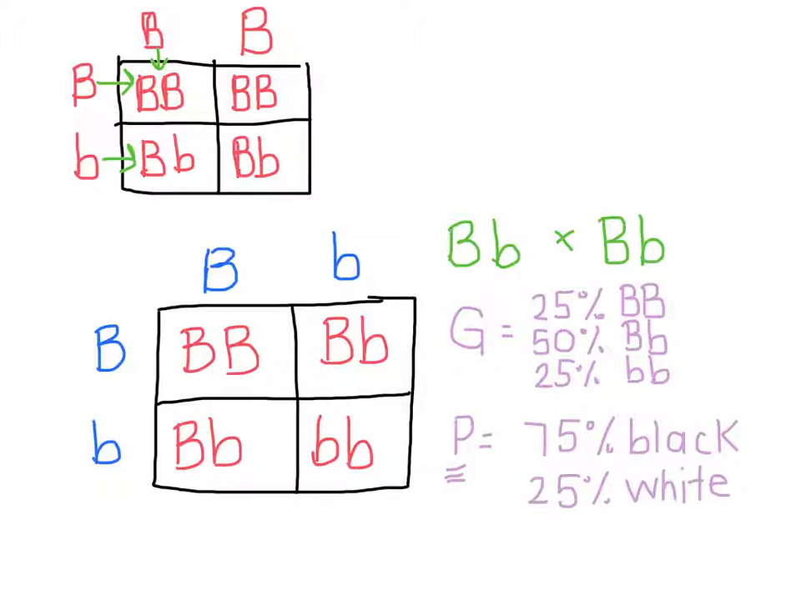So this is one of those scenarios where you may have two parents with brown hair and the baby has blonde hair. It's simply because it had both of the recessive genes from the hybrid parents.